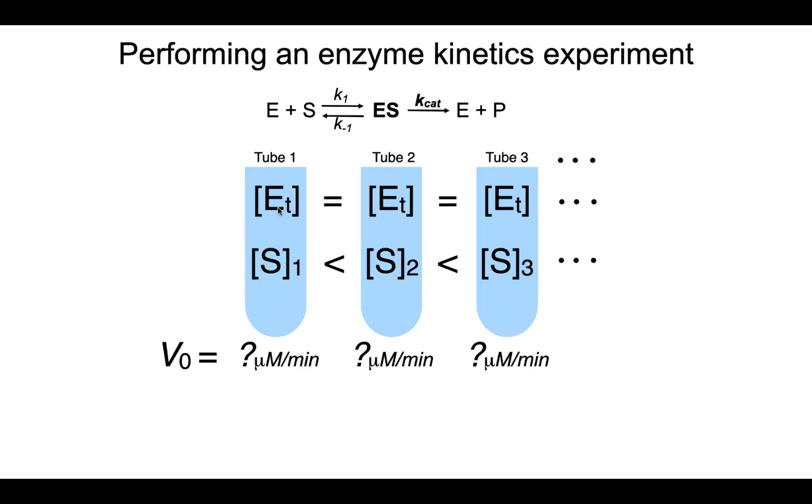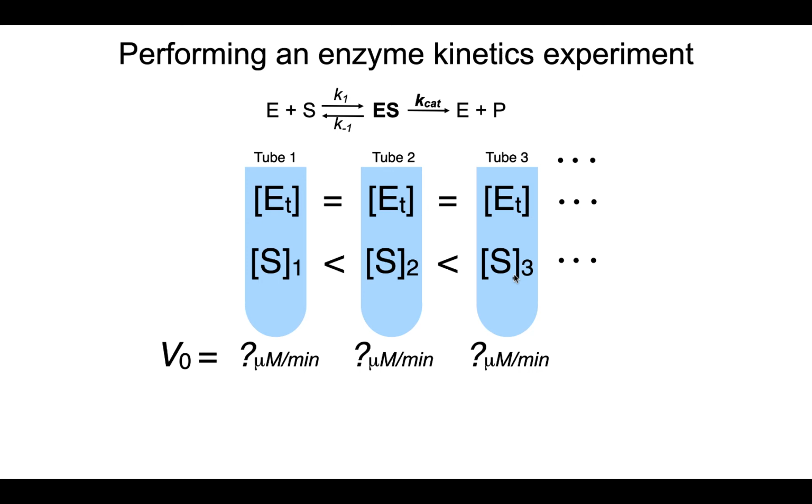The important thing, in each tube, the total amount of enzyme that you add is the same. Absolutely essential that you understand that concept. And then to each tube, you are going to be adding increasing concentrations of substrate. So substrate concentration 1 here, substrate concentration 2 here, substrate concentration 3 here. So really the only thing that you're changing from tube to tube is the concentration of the substrate that you are adding.